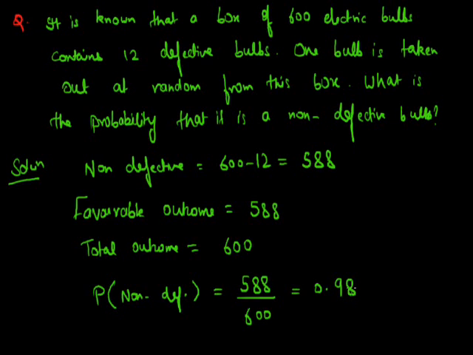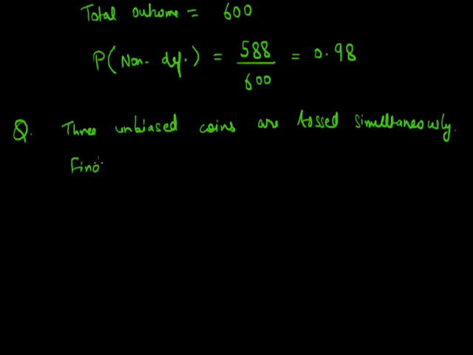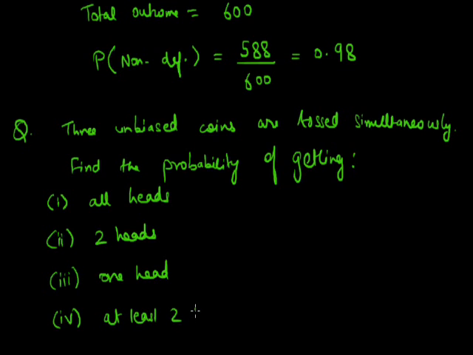Now we'll see one more example based on probabilities. First we'll write down the question. In the question it is given that 3 unbiased coins are tossed simultaneously. So find the probability of getting first all heads, second 2 heads, third 1 head, and fourth at least 2 heads.